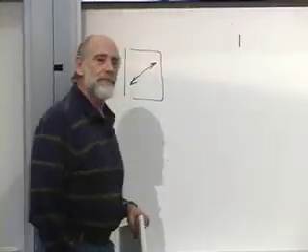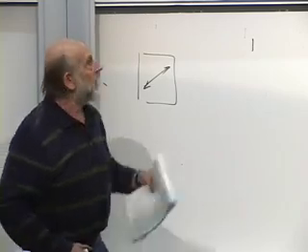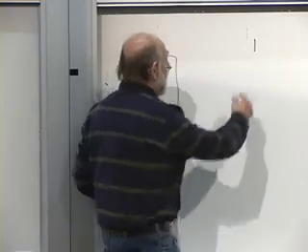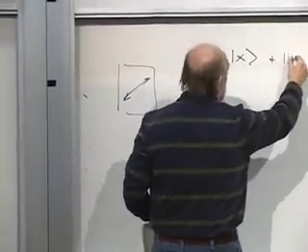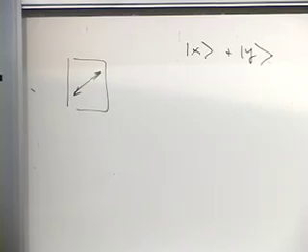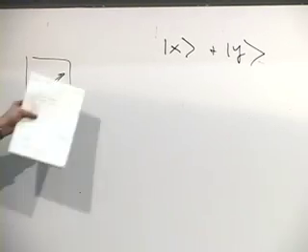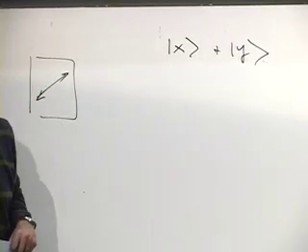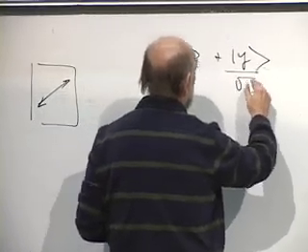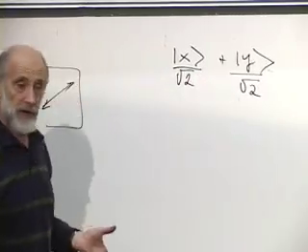Anybody want to make a guess what it would be? It's not x, it's not y. On the other hand, x and y are a complete basis. There's nothing that can't be written in terms of x and y. X plus y seems a reasonable possibility. The sum of the two vectors has equal amplitude in both directions, or equal coefficient in both directions. It's not quite right because it's not normalized. So we throw 1 over square root of 2 in front of it. Now it's normalized.